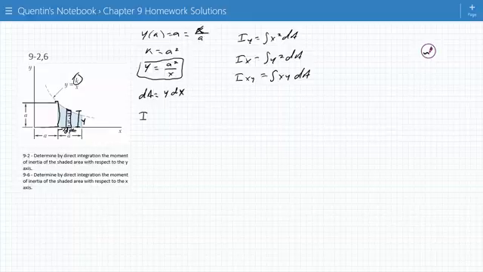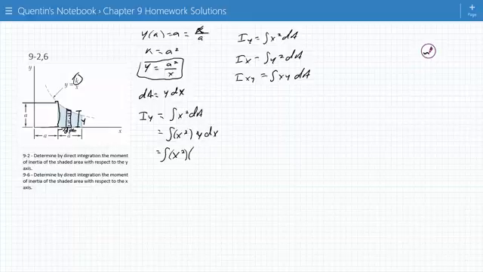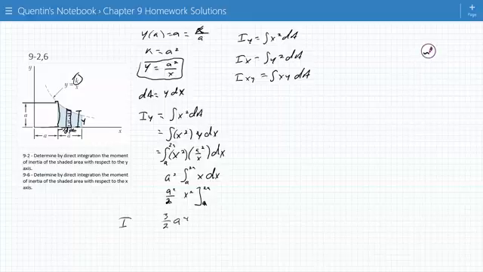So therefore, when I'm looking for Iy, I said Iy is the integral of x squared dA, so it's the integral of x squared times y dx. So it's the integral of x squared, and y in this case is a squared over x, dx. And in this case, we're integrating from a to 2a, so you end up with a squared times the integral from a to 2a of x dx, so pretty straightforward. So we're looking at a squared over 2 times x squared, evaluated from a to 2a, and that ends up being 3 halves a to the fourth. So Iy is equal to 3 halves a to the fourth. So pretty straightforward, nice and simple. So hopefully that part's the easy part.